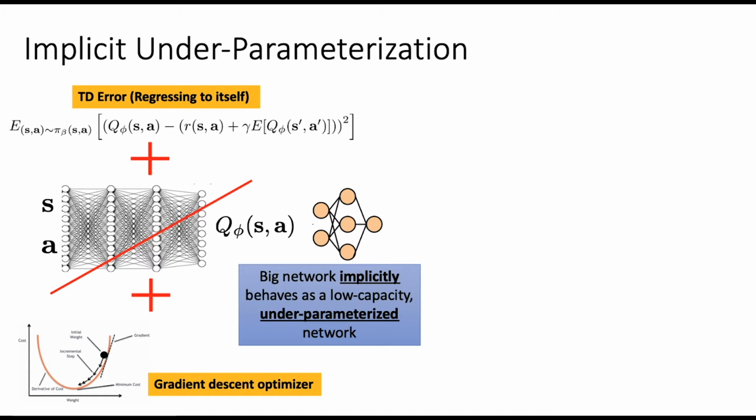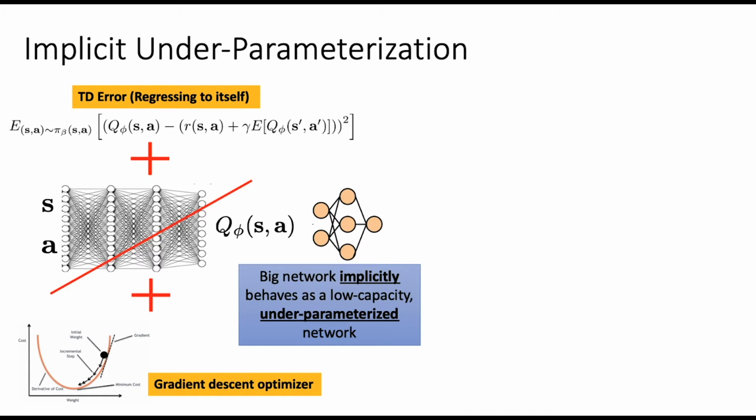So even if our Q function, our Q network, had a lot of capacity, an extremely wide, extremely deep network, it would end up behaving as if it were an under-parameterized, low capacity network which cannot even generalize correctly. This phenomenon is what we call implicit under-parameterization, because this under-parameterization effect is implicitly caused as a result of training with such bootstrap TD error objectives along with the gradient descent optimizer.